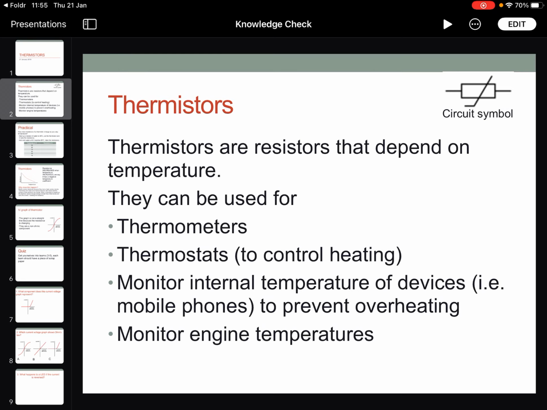They can be used for thermometers, thermostats to control heating, monitoring the internal temperature of devices, i.e. mobile phones, to prevent overheating. If you tried to use your phone in the heat wave that we had last summer, mine certainly gave me a message that said, "I'm too hot and I can't be used." That would have been a thermistor inside. And they monitor engine temperatures. If you are driving, you'll notice that you have a temperature gauge in your car and you've got to keep an eye on that.